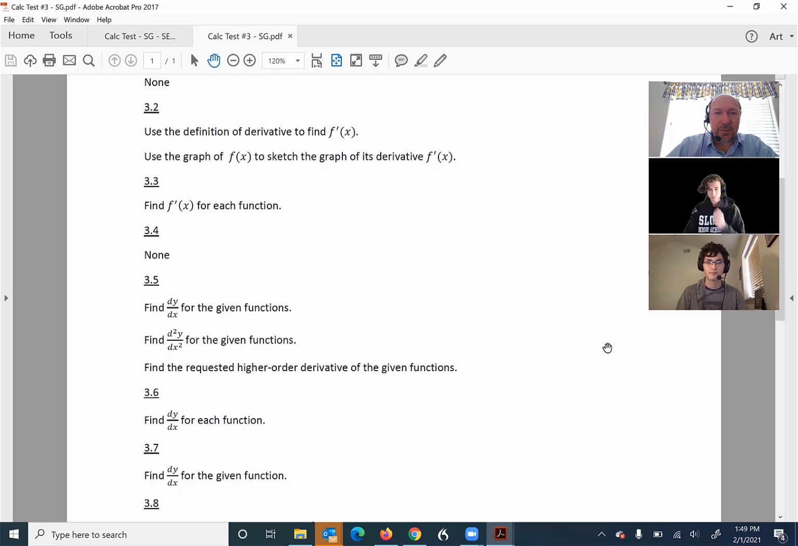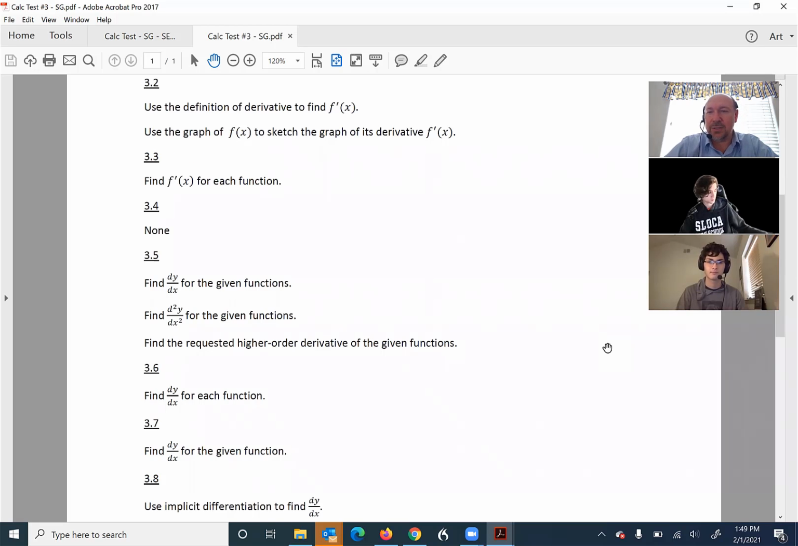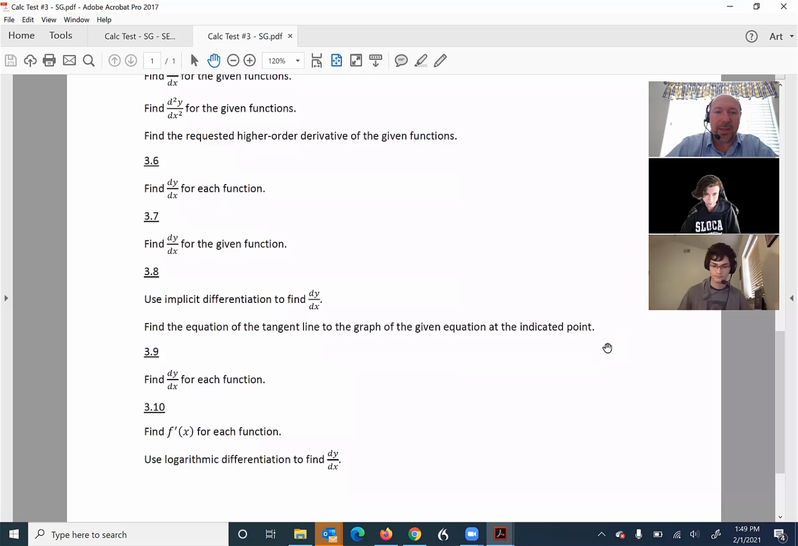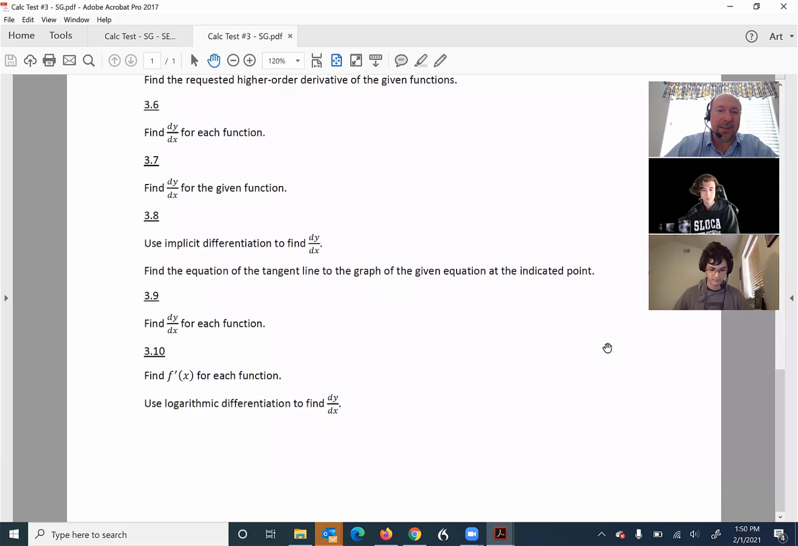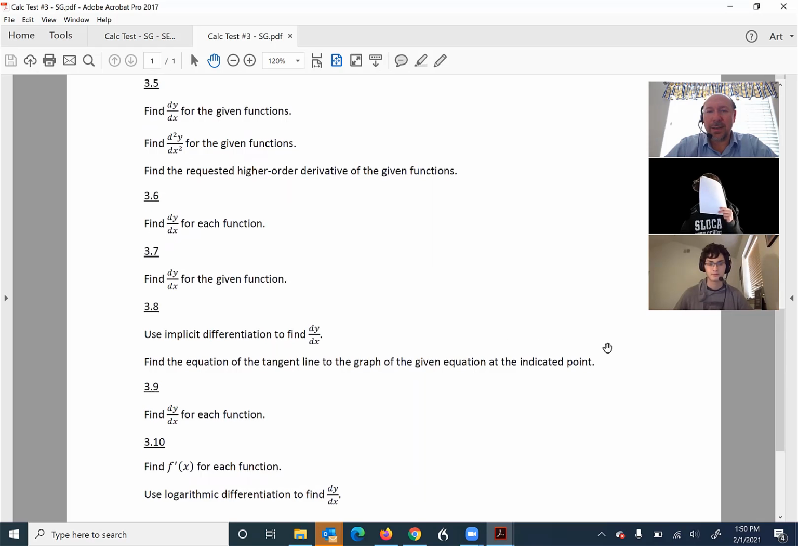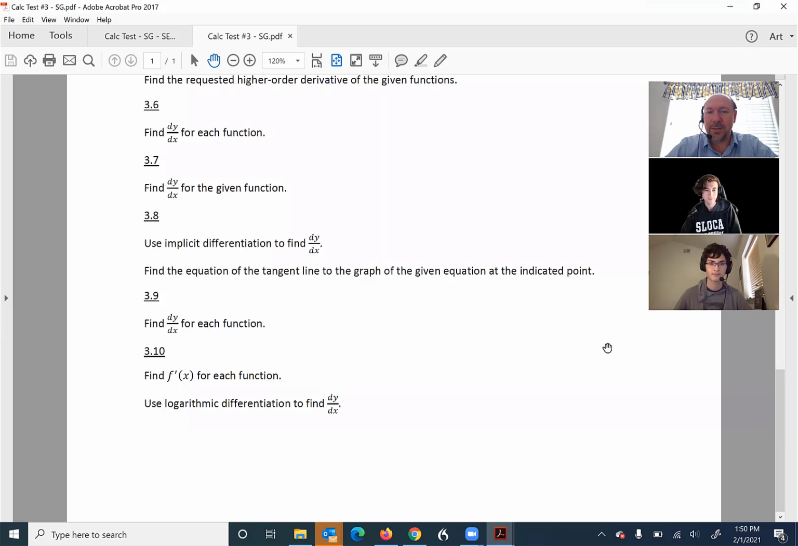So I kind of understand you're looking at slope. That's what I'm seeing in 3.2. Then 3.3, 3.5, 3.6, 7, 8, 9, and 10. Literally, can you give me derivatives? So this test will be about that. On top of that, it'll be 3.8, which is the equation of the tangent line problem. If you can do that, that's great. The one thing I should mention is 3.10.